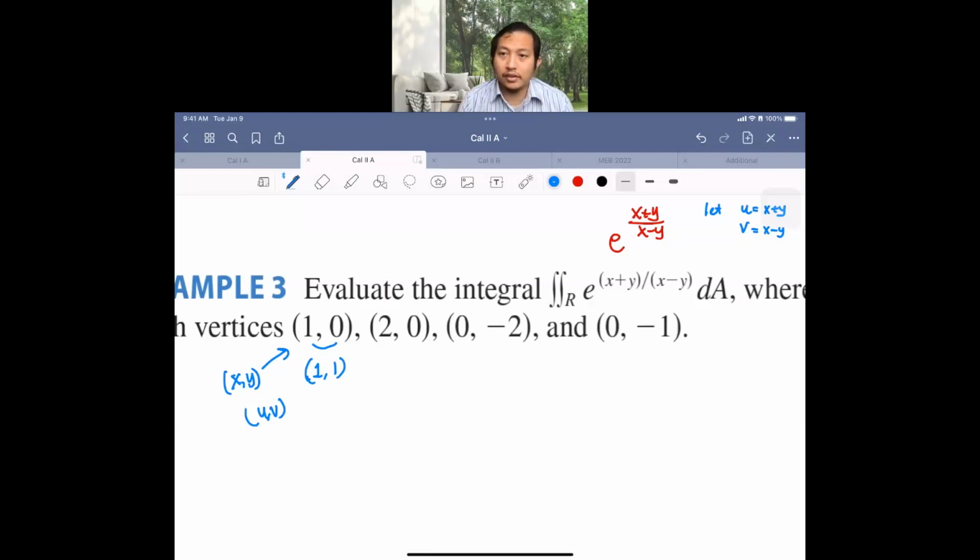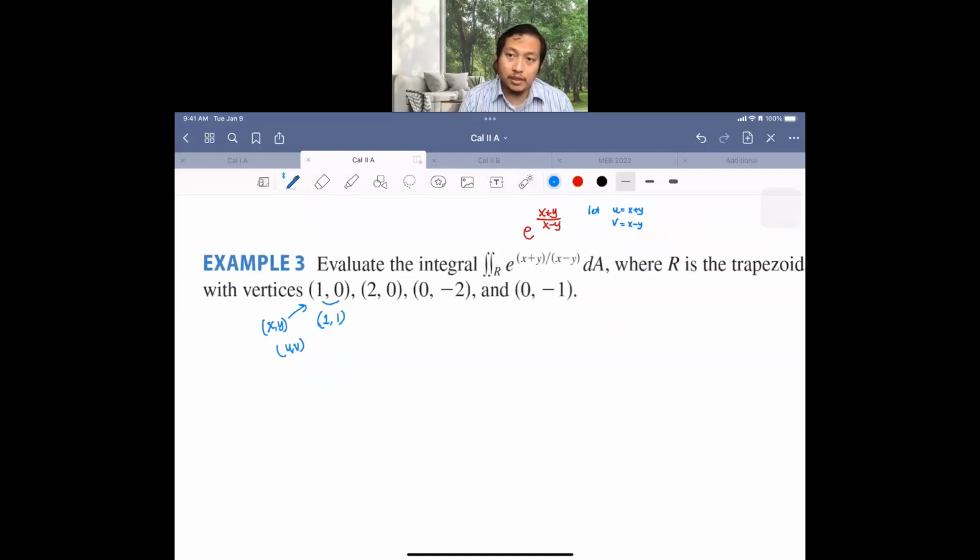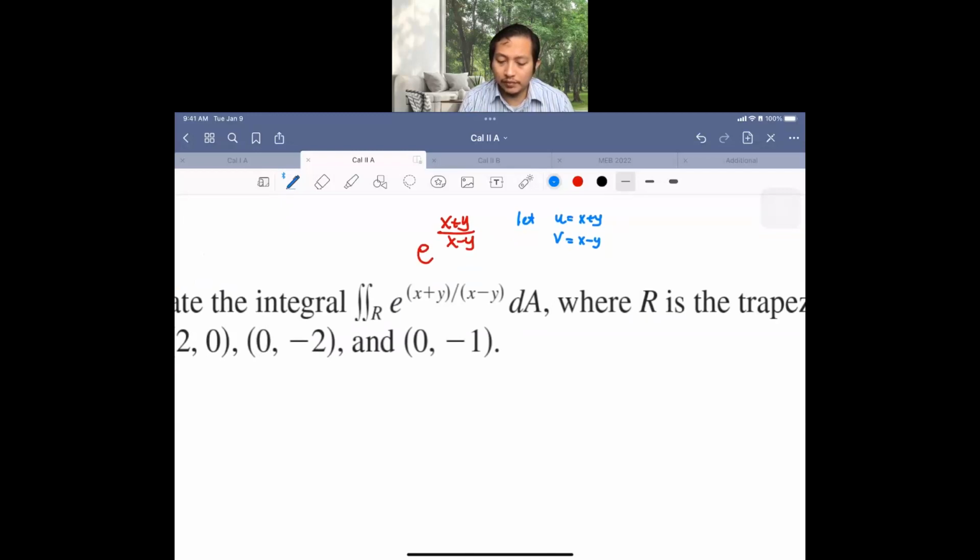From what we are doing, it's applicable, it's doable, but rather than doing that directly, I will just show you the image, the sketch, the curve, and how it changes in the new one. But if you want to directly see that x plus y and x minus y become u and v, that's okay.